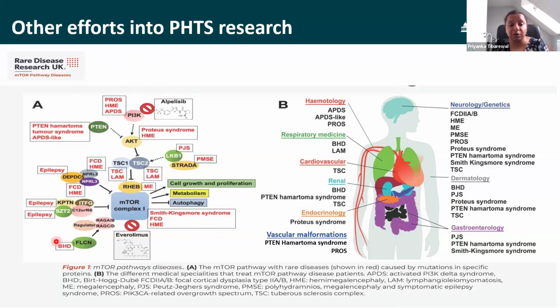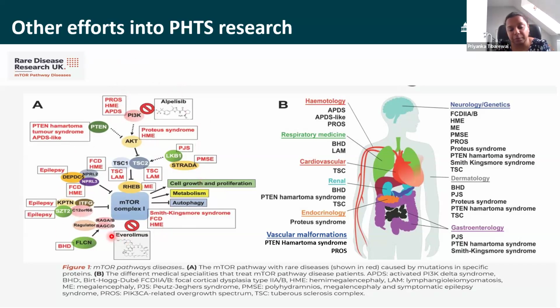This figure over here is quite crowded. You've got PTEN over there, which causes PTEN hamartoma tumor syndrome. It's also known as APDS-like. But you can have mutations in all these other members of the same pathway, and it leads to a lot of other genetic conditions. So you might have heard of things like APDS or PROS. These are all caused by mutations in other genes.